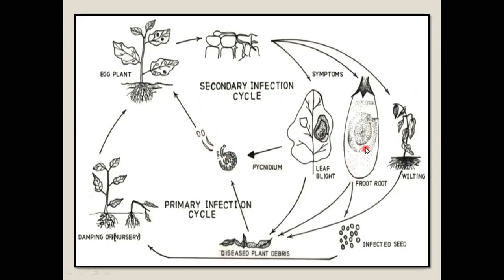Then primary infection: suppose these infected fruits have seeds and such seeds are used for planting purposes, so 100% the disease is produced. Or the infected plant parts are deposited in the soil, so the sclerotial bodies survive in the infected plant parts. So in this way, primary infection means the use of infected seeds and infected plant parts deposited in the soils.